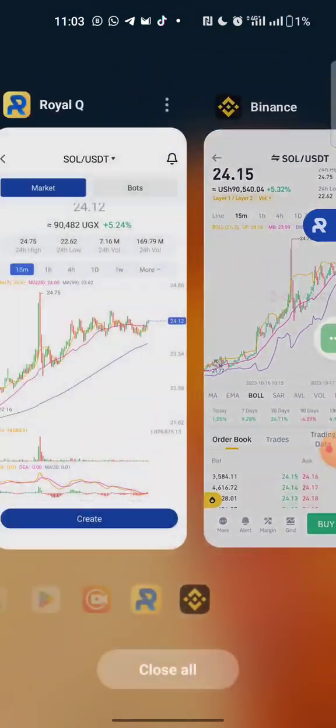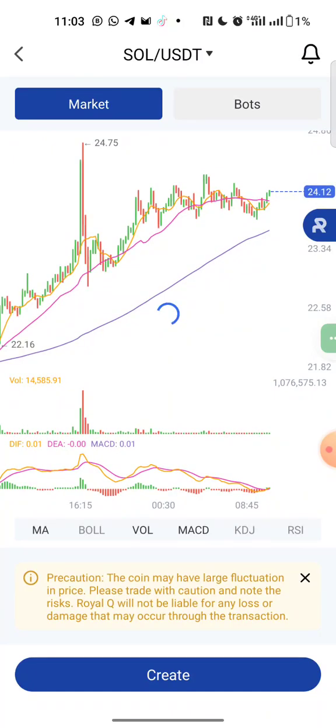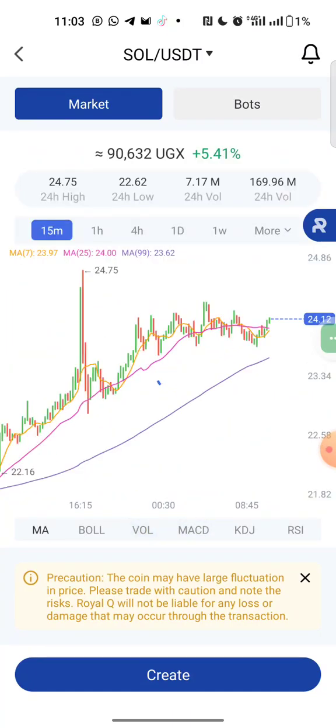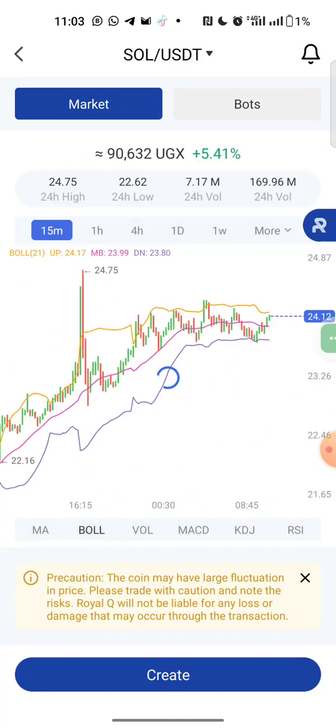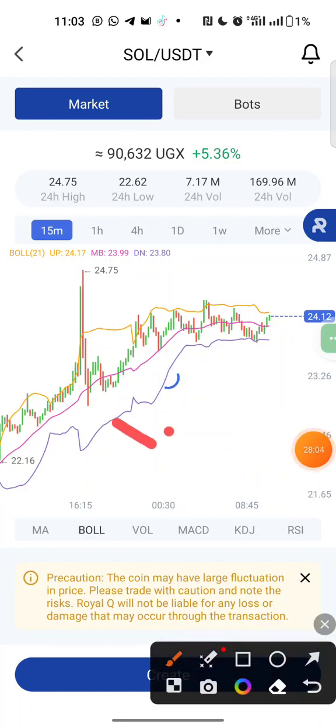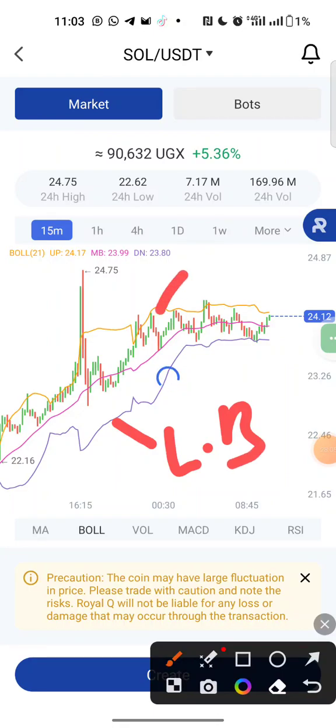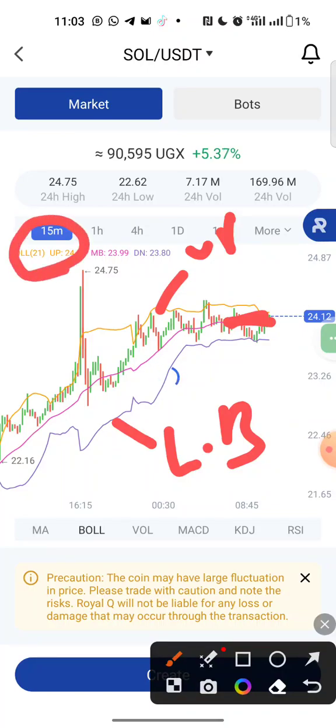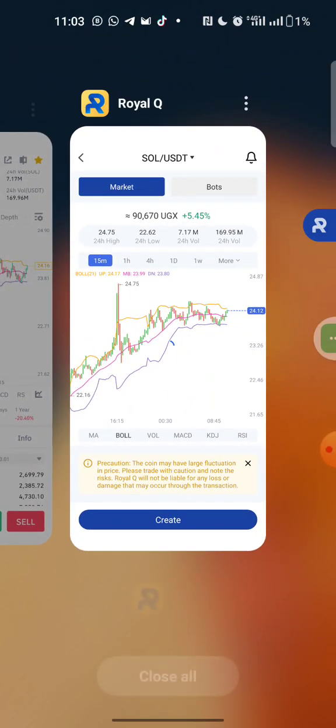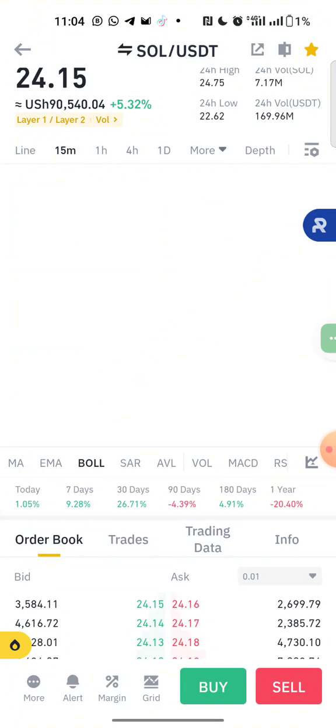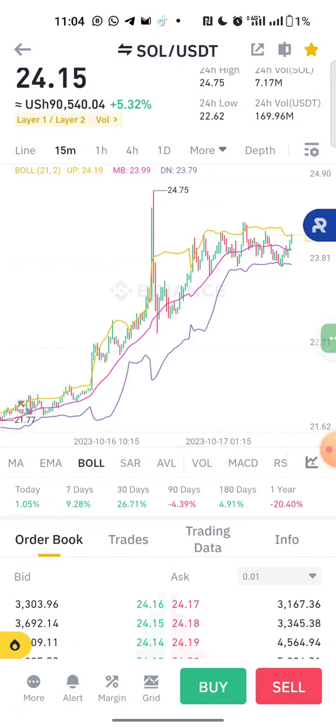Let's go to Royalq and also select the Bollinger Bands. I'll remove all the rest. Okay, so the Bollinger Bands also in Royalq, we have the lower band, we have the upper band, and we have this middle line. People call it the middle band, but it is usually a moving average. And in Royalq, it is also a 21 moving average.